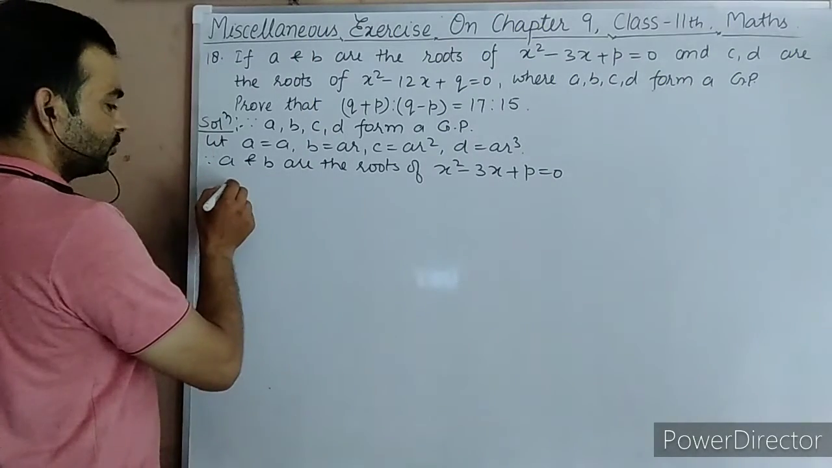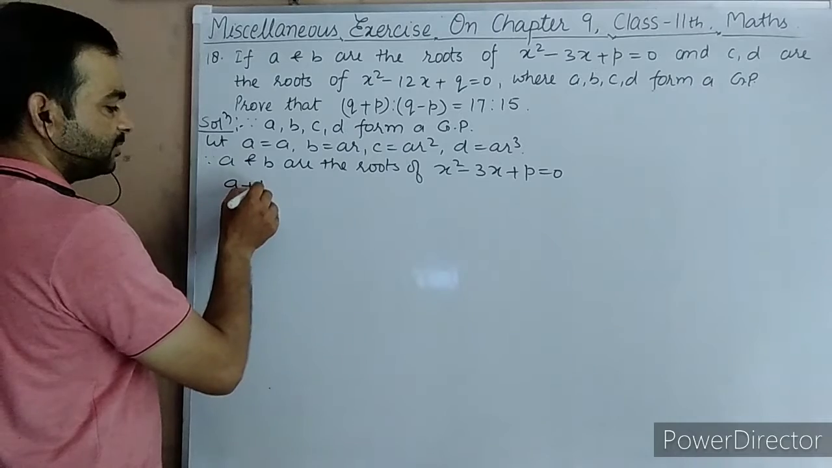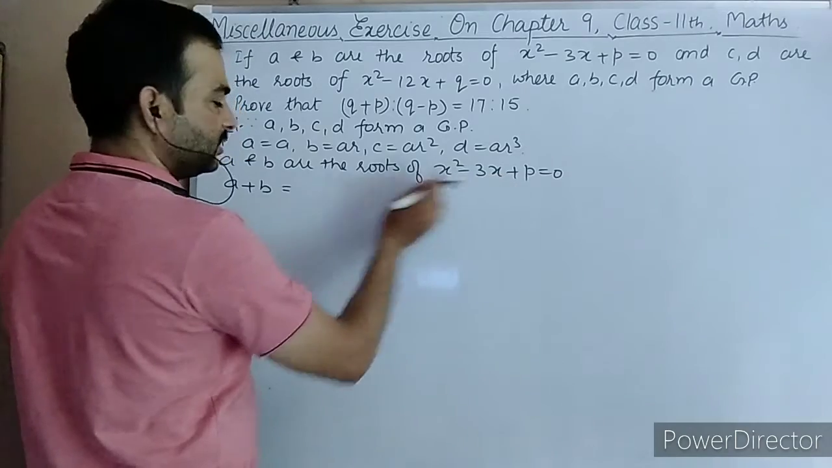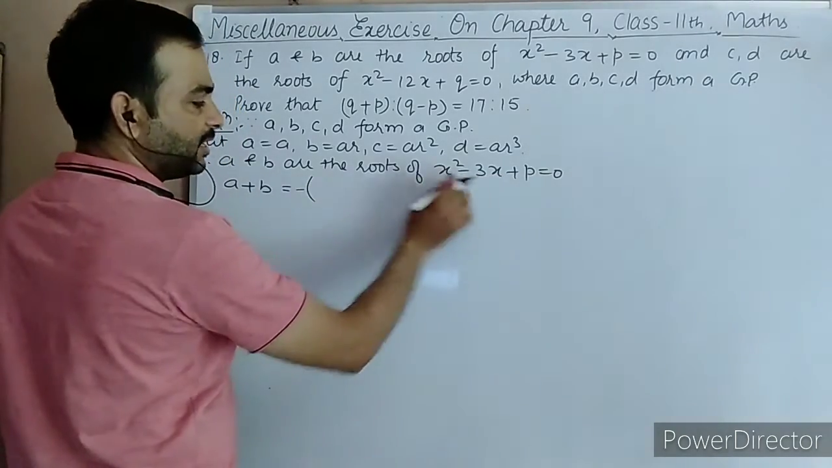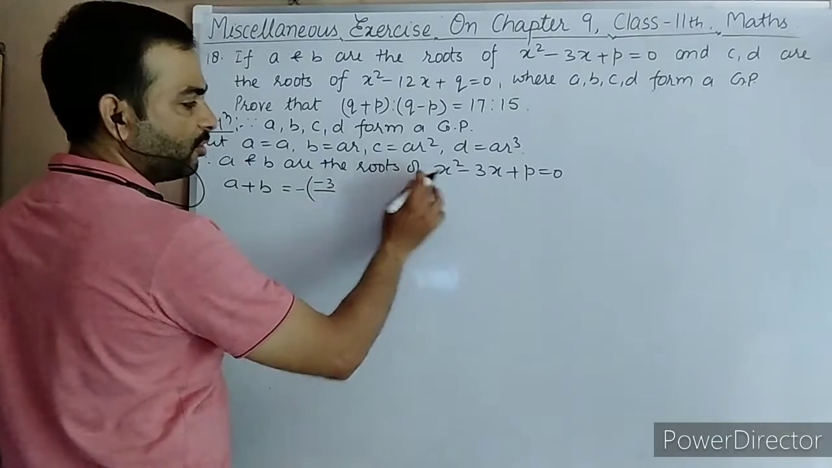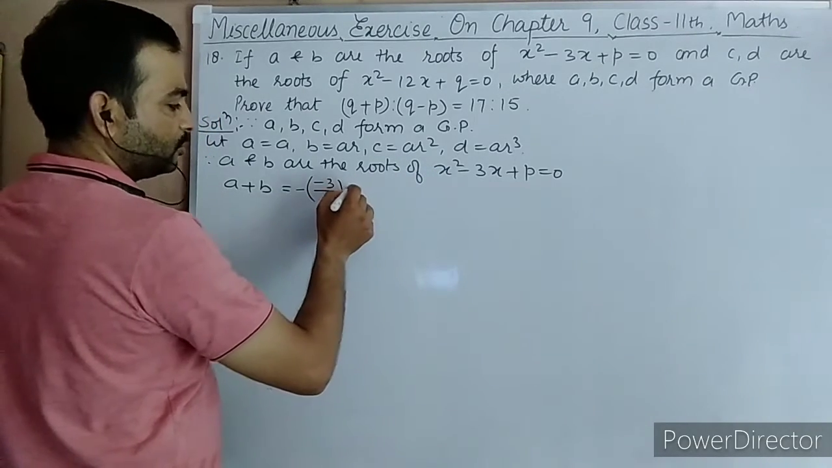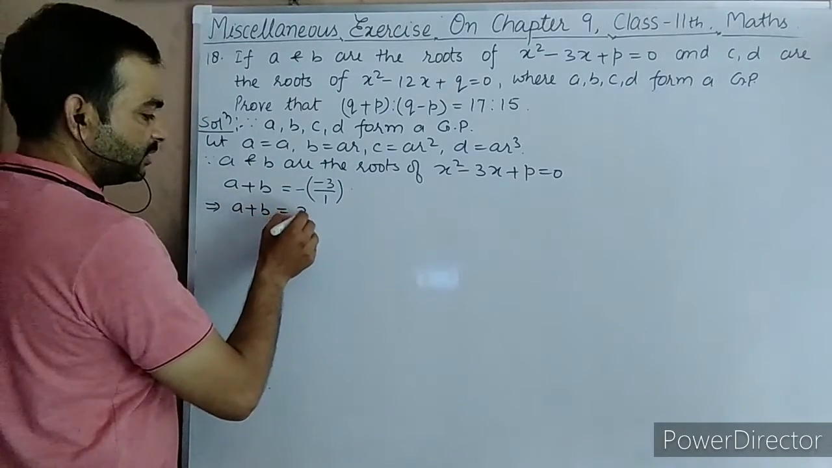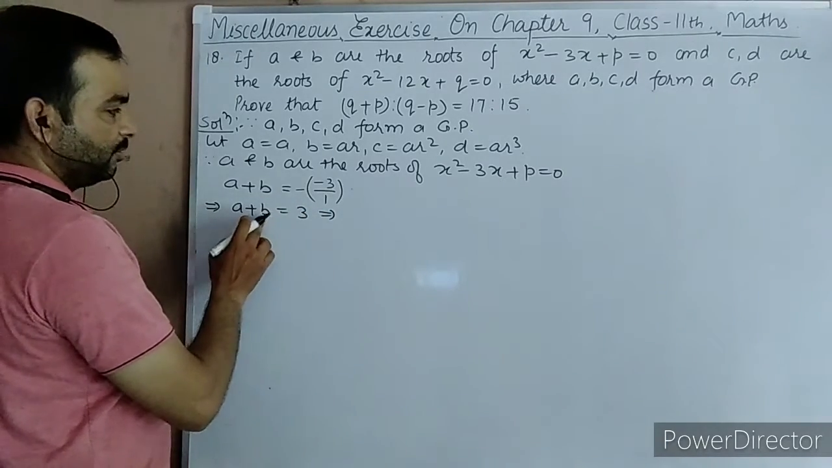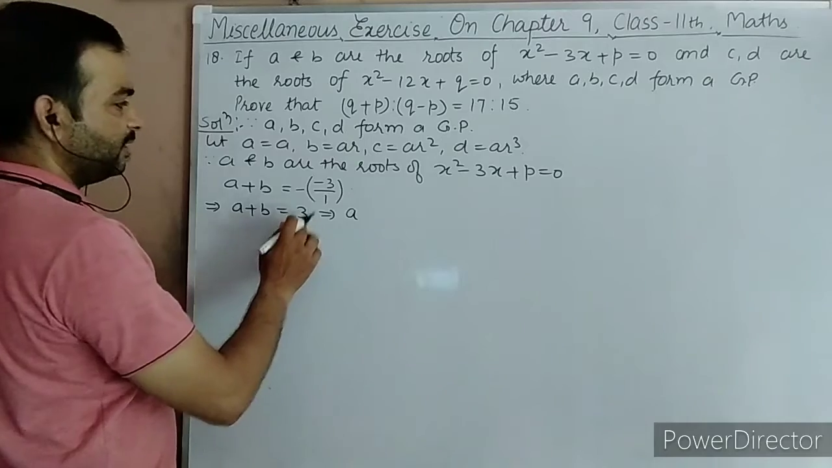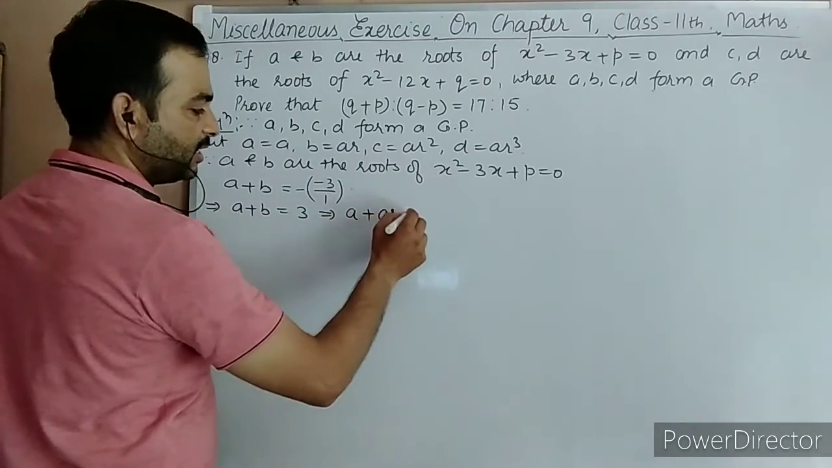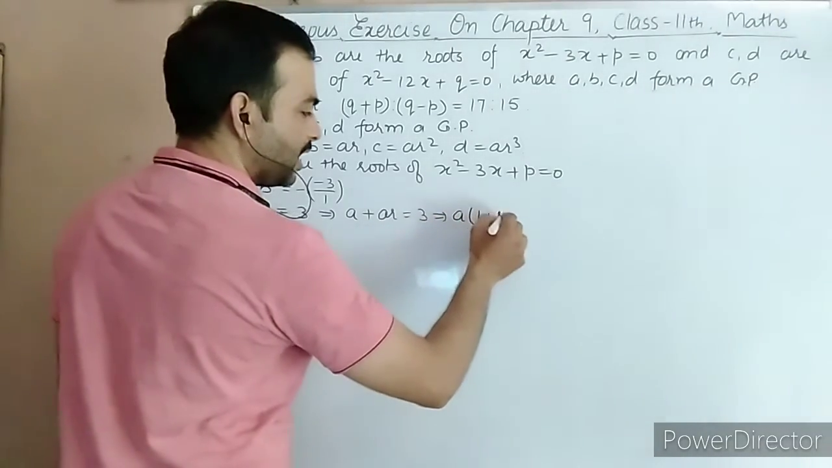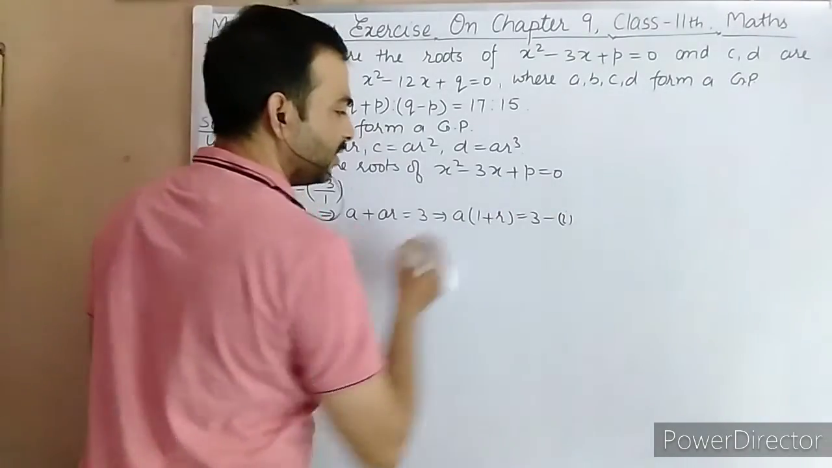As we know, the sum of roots is equal to minus the coefficient of x, that is minus (−3), divided by the coefficient of x², which is 1. So I get a + b = 3. If I replace a by a and b by ar, then a + ar = 3. Again I can write it as a(1 + r) = 3, which is equation number 1.